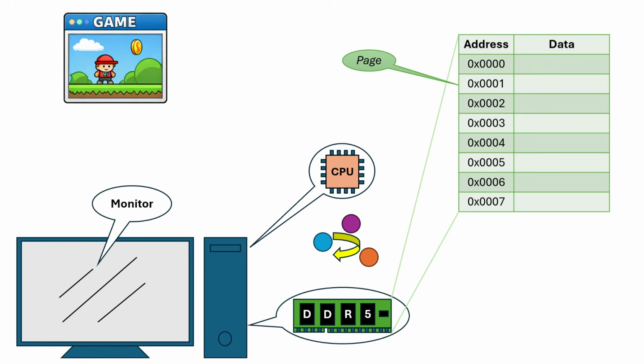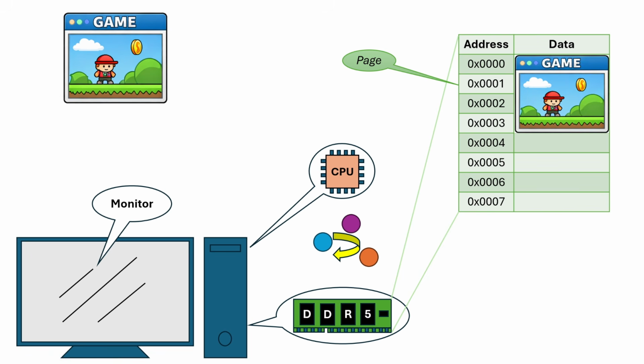Okay, now imagine you want to play a game on your computer. First, the game source code needs to be loaded into main memory. For example, this game fits perfectly into 4 consecutive pages with addresses from 0 to 3. The CPU will read each data unit sequentially to process it, allowing you to experience the game smoothly.